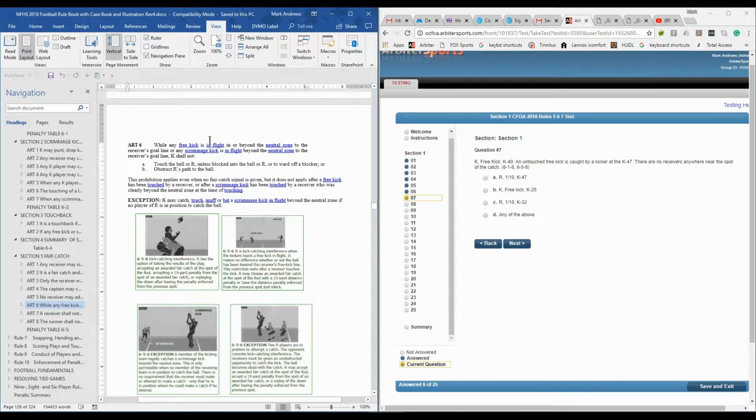And then it also goes on to say that any scrimmage kick, which is a punt or a field goal, is in flight beyond the neutral zone to the receiver's goal line. K shall not touch the ball or R, and that means the receivers, unless blocked into the ball or R, or to ward off a blocker, or obstruct R's path to the ball. Okay.